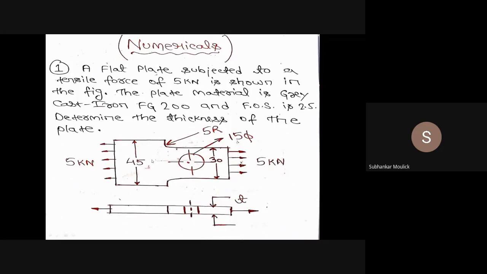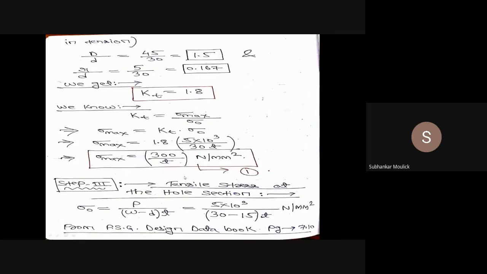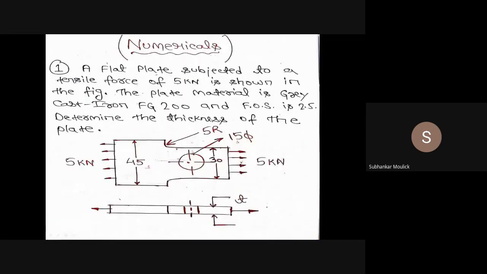The same procedure I have to follow for this hole section also, because the cross section in this problem is changing at 2 points. First, at the fillet point, there is an abrupt change in the cross section, and secondly, at the hole point. So for the fillet section, I have found out the value of maximum stress. Similarly, for this hole section also I need to find out what is the maximum stress generated.